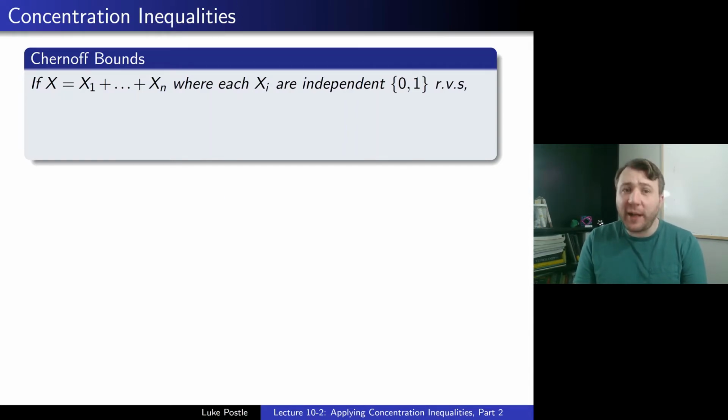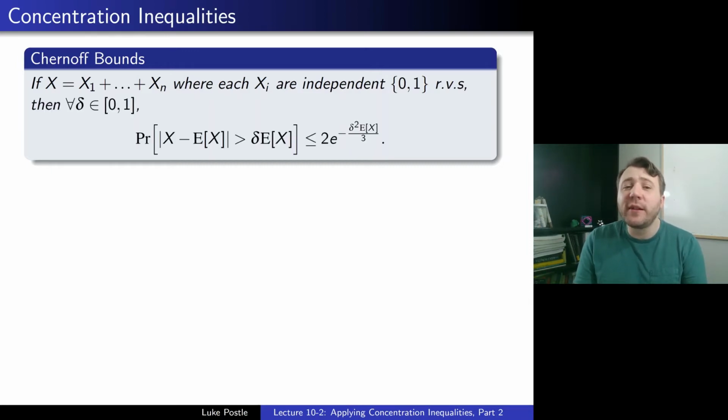Recall the Chernoff bounds: if X is the sum of X1 up to Xn, where each Xi are independent 0, 1 random variables, then for every delta in (0, 1), the probability that |X minus E[X]| is strictly greater than delta E[X] is at most 2e to the negative delta squared E[X] over 3. And again, the Xi don't have to have the same probabilities for 0 and 1, so this is a rather nice bound.